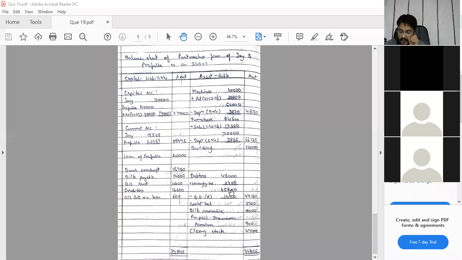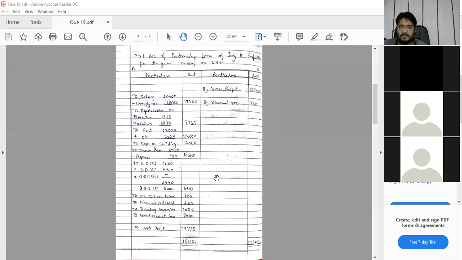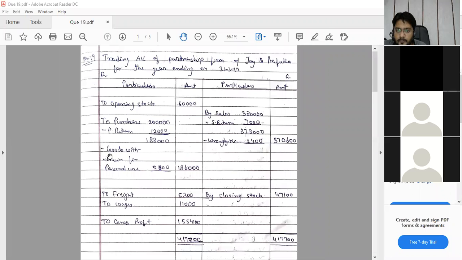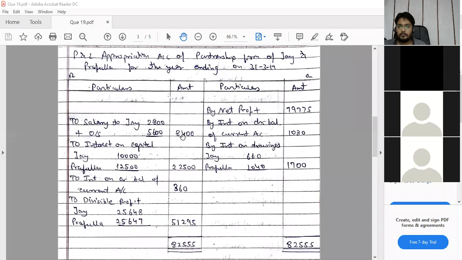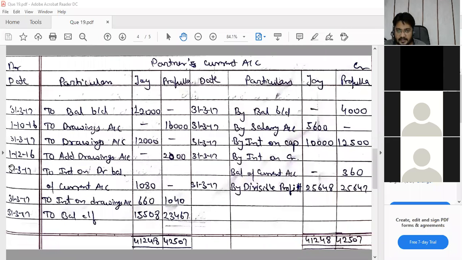So this is one kind of withdrawal, goods withdrawal. So deduct from the purchase, first effect, goods withdrawn for personal use, rupees 2,000. So in the outer column we have 1,86,000, right? And as it's a withdrawal, on the current account debit side, please write additional drawing in the column of Prafulla, 2,000 rupees.